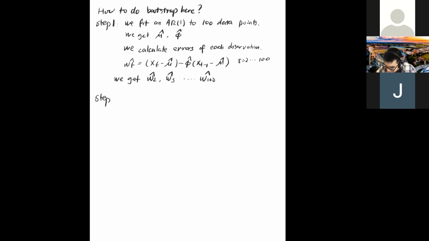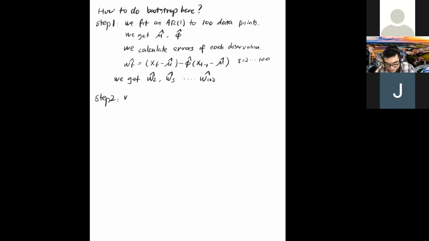Step number 2 is that we will sample with replacement. Back to your question at the beginning: right now we have X_t, X_{t-1}, and W_t, so basically three-dimensional data, and how can we do the replacement here? The idea is that we will do the replacement based on W_t and use the W_t to construct X_t.